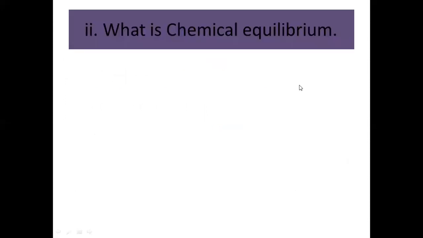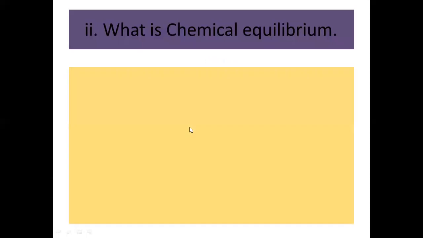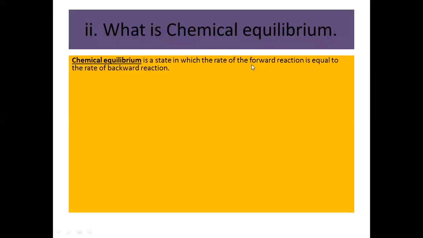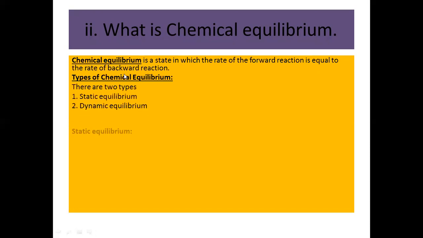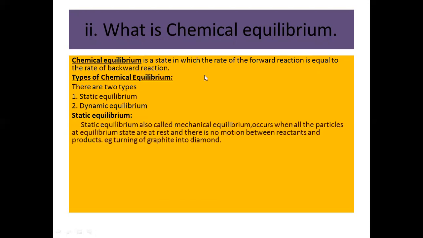Then the second question is, what is chemical equilibrium? Chemical equilibrium is a state in which the rate of forward reaction is equal to the rate of backward reaction. There are two types of chemical equilibrium, static equilibrium and dynamic equilibrium. Static equilibrium is also called mechanical equilibrium. It occurs when all the particles at the equilibrium state are at rest and there is no motion between reactants and products. For example, turning of graphite into diamond is one example.